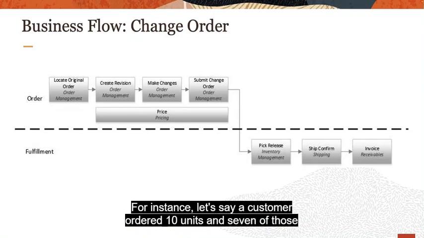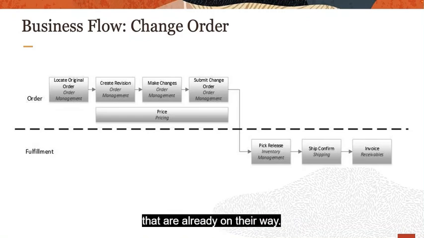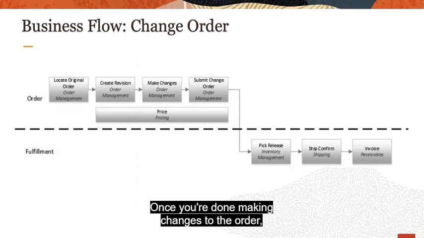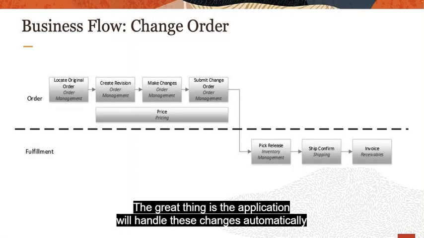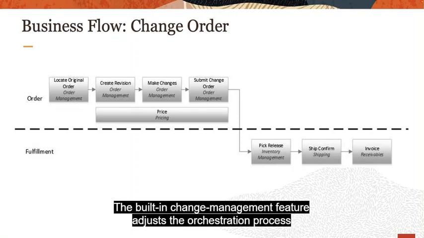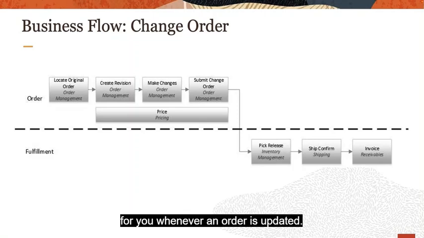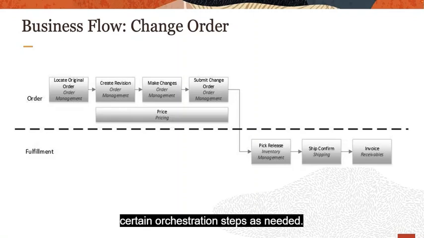For instance, let's say a customer ordered 10 units and 7 of those have already shipped. In that case, you can't make changes to the line for the 7 that are already on their way. You can only cancel or change the line for the remaining 3 units that are still backordered. Once you're done making changes to the order, you'll resubmit it for processing. From that point on, the flow works just like it does for a standard shipment of physical goods from your warehouse. The great thing is, the application will handle these changes automatically for you. The built-in change management feature adjusts the orchestration process for you whenever an order is updated. You can even set it up so that the system cancels or redoes certain orchestration steps as needed.